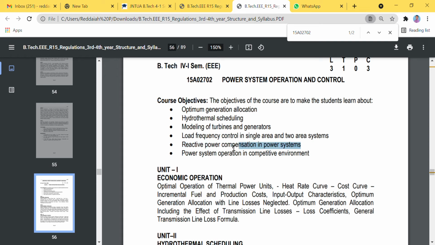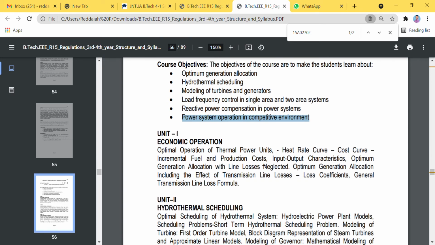This is the syllabus. This syllabus is already included in EDS, electrical distribution system, as well as HVDC also, reactive power compensation. EADM also will be there. This is the same topic. Power system operation in competitive environment. How to operate power system in global competitive environment.